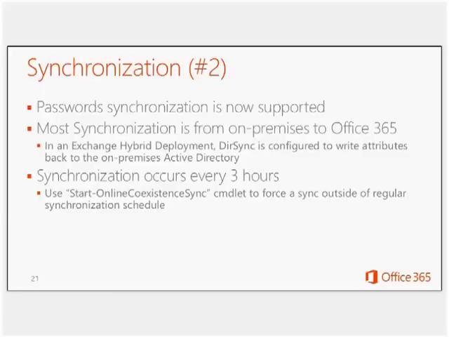From the next scenario of synchronization, passwords is now supported. Most synchronization is from on-premises to Office 365, so it is mostly a one-way from your on-premises environment to Office 365. When you are in certain scenarios with Exchange Hybrid, you do have some write attributes, and it's some settings that you actually click on as you go through. And the default synchronization is every 3 hours. You can always force that to sync outside of schedule, but it's every 3 hours.